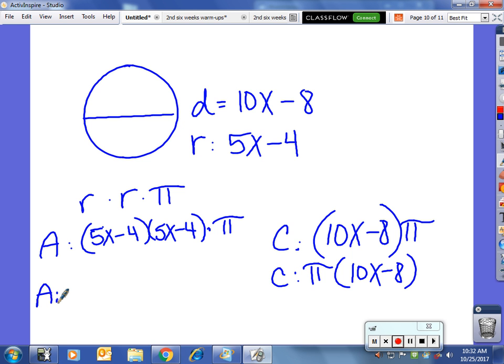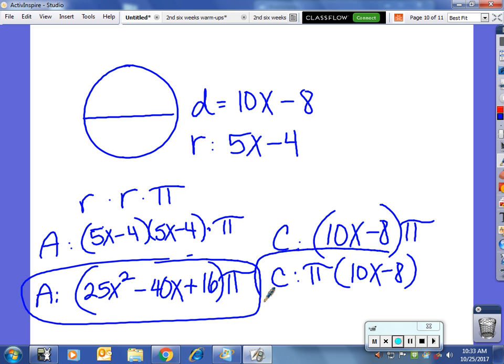Alright, who wants to tell me what they got for radius times radius? Go ahead. 25x squared, then you would get a negative 20x and another negative 20x, which you said was negative 40x, that's correct, and then a plus 16. Now how do I show that I'm multiplying that whole thing by pi? Parentheses, pi, and you can put the pi at the front or the back, but radius times radius has to be in parentheses. So there's my area, there's my circumference.